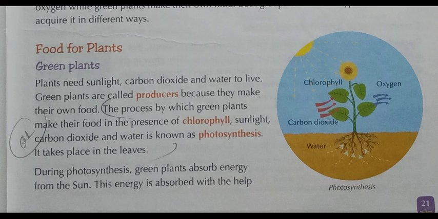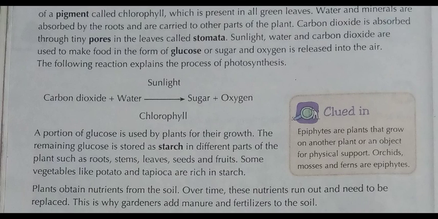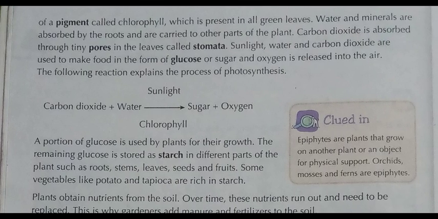Plants need sunlight, carbon dioxide, and water to live. Green plants are called producers because they make their own food, as I already told you. The process by which green plants make their food in the presence of chlorophyll, sunlight, carbon dioxide, and water is known as photosynthesis. It takes place in the leaves. During photosynthesis, green plants absorb energy from the sun. This energy is absorbed with the help of a pigment called chlorophyll, which is present in all green leaves.